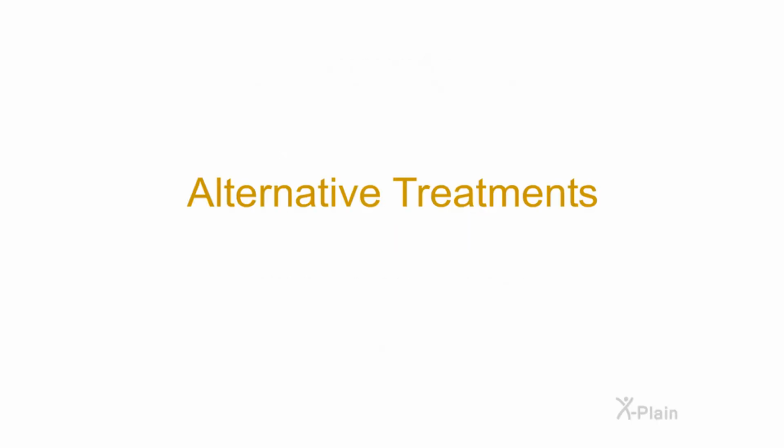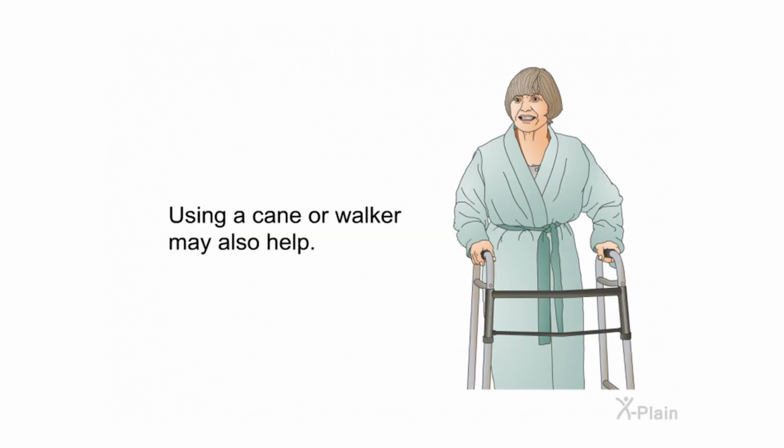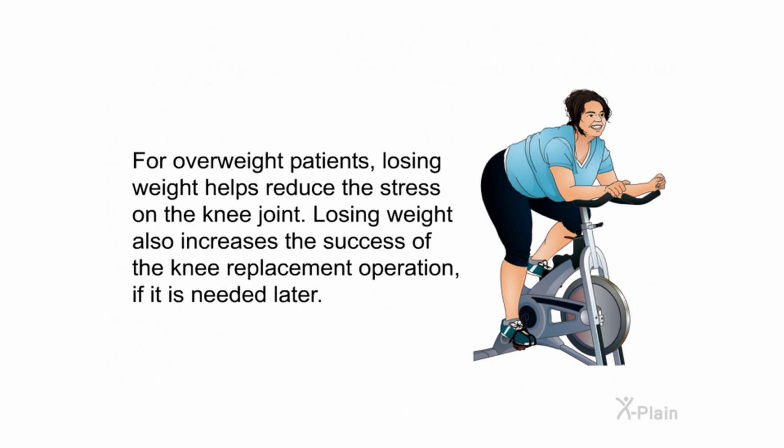Alternative treatments. Physical therapy may help the joint stay as mobile as possible. Using a cane or walker may also help. For overweight patients, losing weight helps reduce the stress on the knee joint. Losing weight also increases the success of the knee replacement operation if it is needed later.